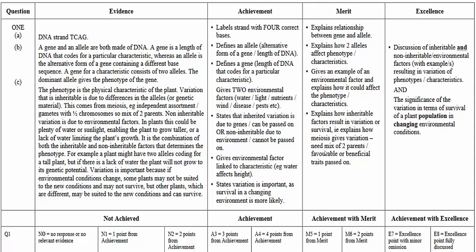So once you've finished marking 1C, what you can do is go through and add up the bullet points you've got in the achieved column, add up the bullet points you've got in the merit column, and add up the bullet points you've got in the excellence column. And then you can look along the bottom of the mark schedule there, and you can see what your points equate to, whether that's achieved, merit, or excellence.